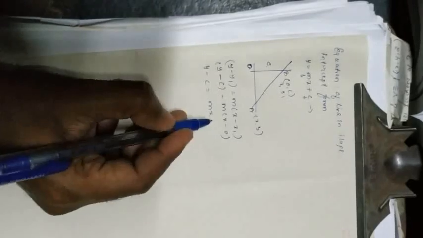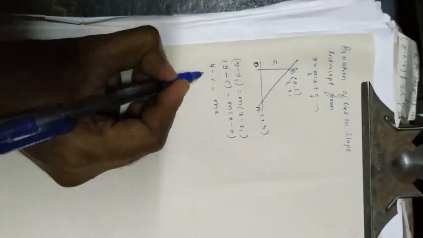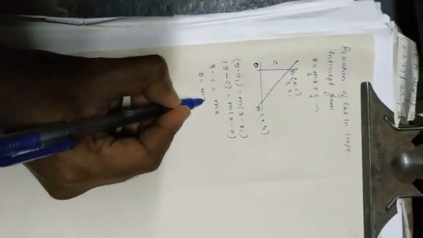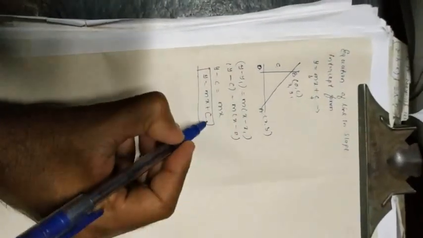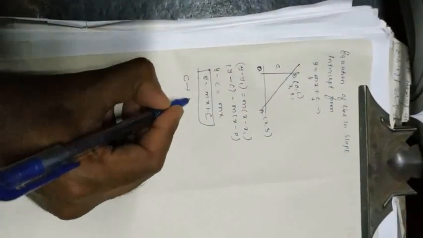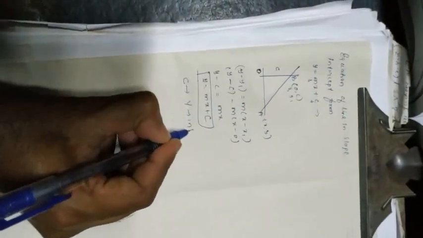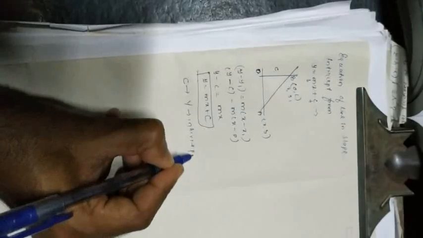Now I am going to take this minus c to the RHS, then y is equal to mx plus c. So this is the equation of a line in slope intercept form. Here c is called the y intercept. C is the y intercept, that you have to remember.